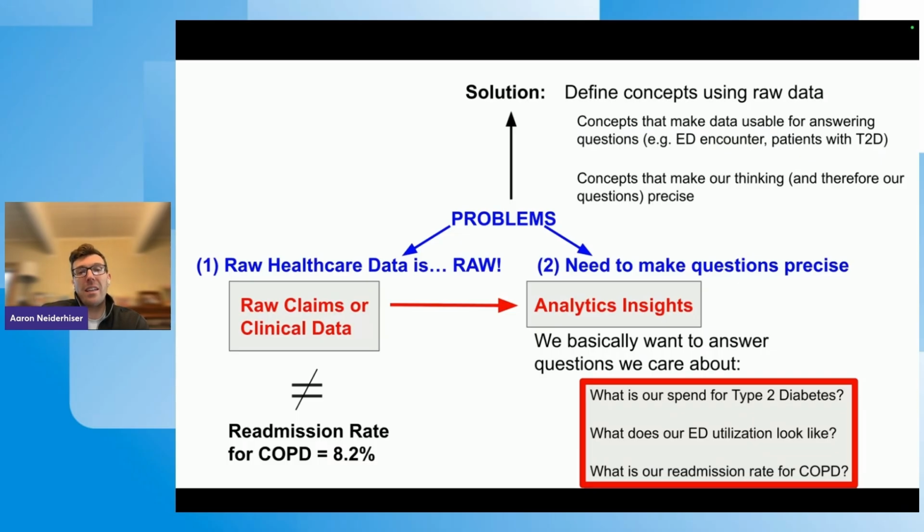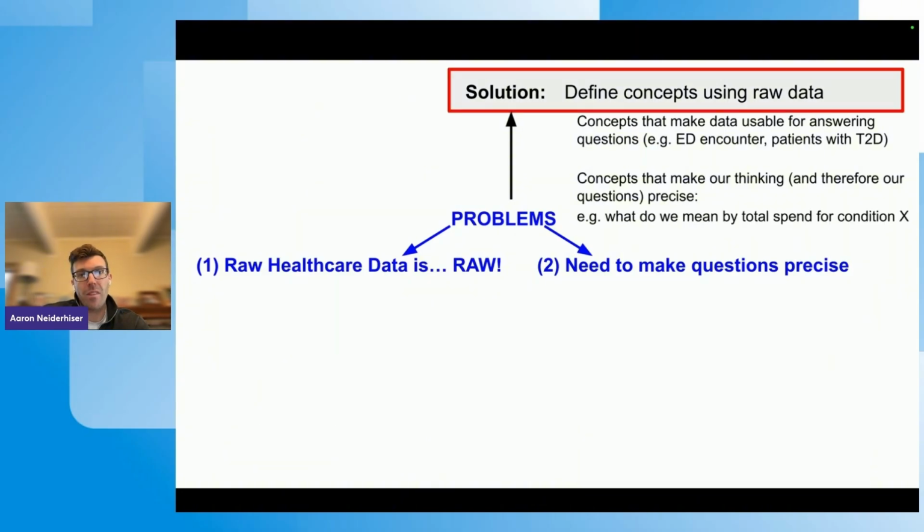And then we define concepts that make our thinking and therefore our questions more precise. So what do we mean by total spend for condition X, for example? That's really at the core of what the Tuva project is about, is defining this universe of concepts.